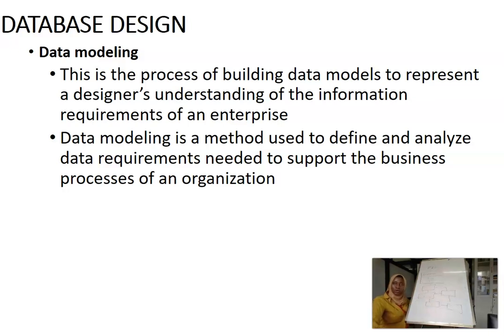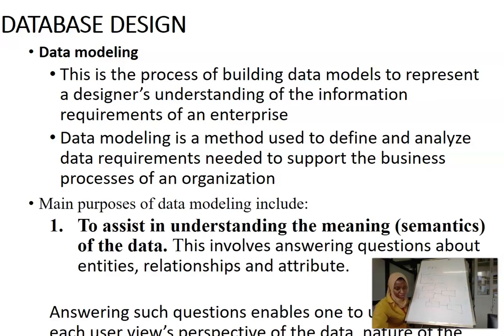So what happens? You go and gather requirements in your phase 2, and different users will tell you this, that, and so many other things. After that, you're supposed to come back and draw data models from what the users have actually explained to you. So you create a data model, you generate entities, attributes, and relationships, and then at the end, you have what you call a data model. So data modeling is a method used to define and analyze data requirements that are needed to support the business processes in a given organization.